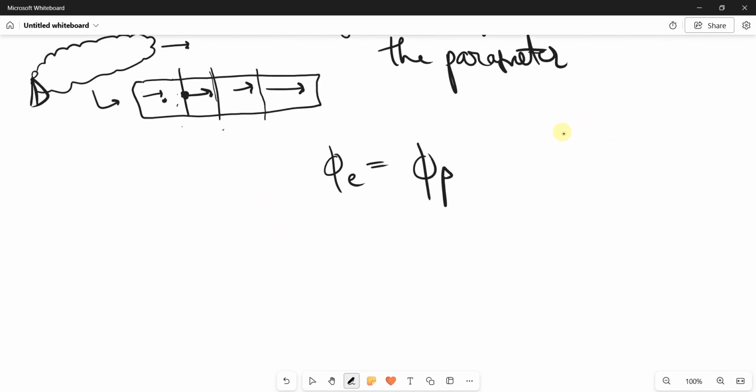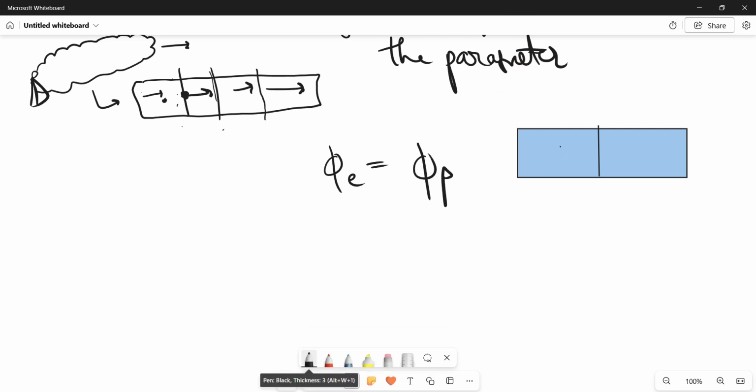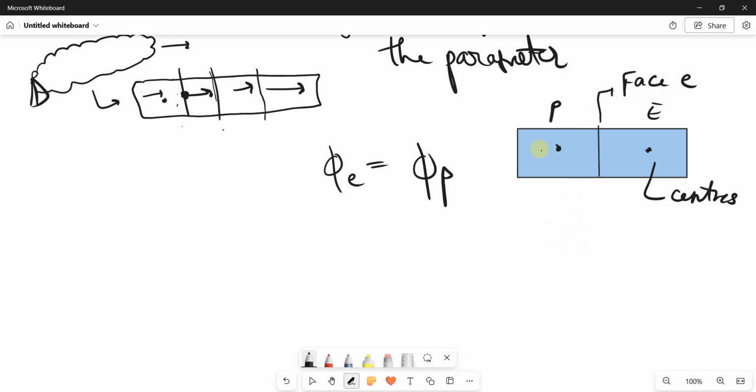I'll just draw the diagram again here. So you have two cells. So you have P, you have E, and these are cell centers, and this is phase small e. You have to find it, and here you have parameter P, and here it's parameter E. So if you have to find parameter small e, it is equal to the parameter capital P. That means the value of the parameter at the phase is equal to the value of the parameter at the previous cell center, right? So this is the previous cell of this phase, that is P.